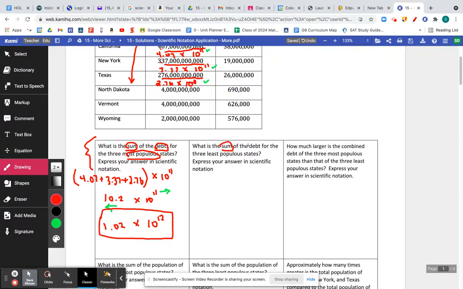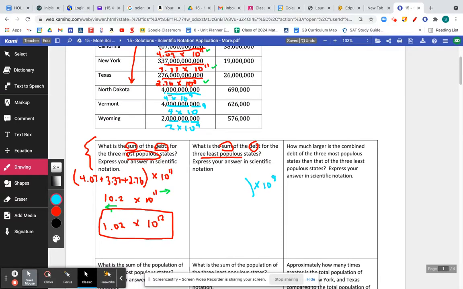What's the sum of the debt for the least populous? Okay, so let's do that for these. For North Dakota, Vermont, and Wyoming. Okay, I'm going to change colors here. 1, 2, 3, 4, 5, 6, 7, 8. So now to get the decimal there, I only have to move it 9 places. So that's 4 times 10 to the 9. This is the same number, so this is also 4 times 10 to the 9. And 1, 2, 3, 4, 5, 6, 7, 8, 9. This is 2 times 10 to the 9. So thank goodness when we add these, we already have it all as times 10 to the 9.